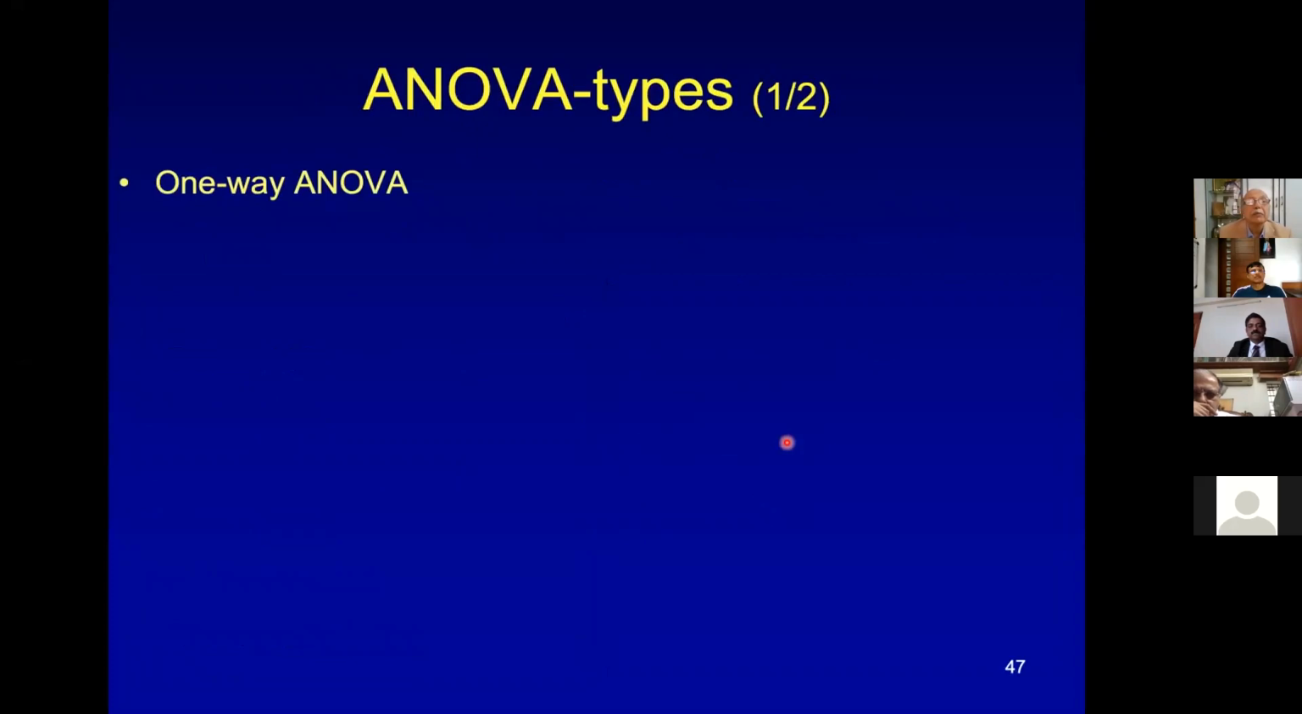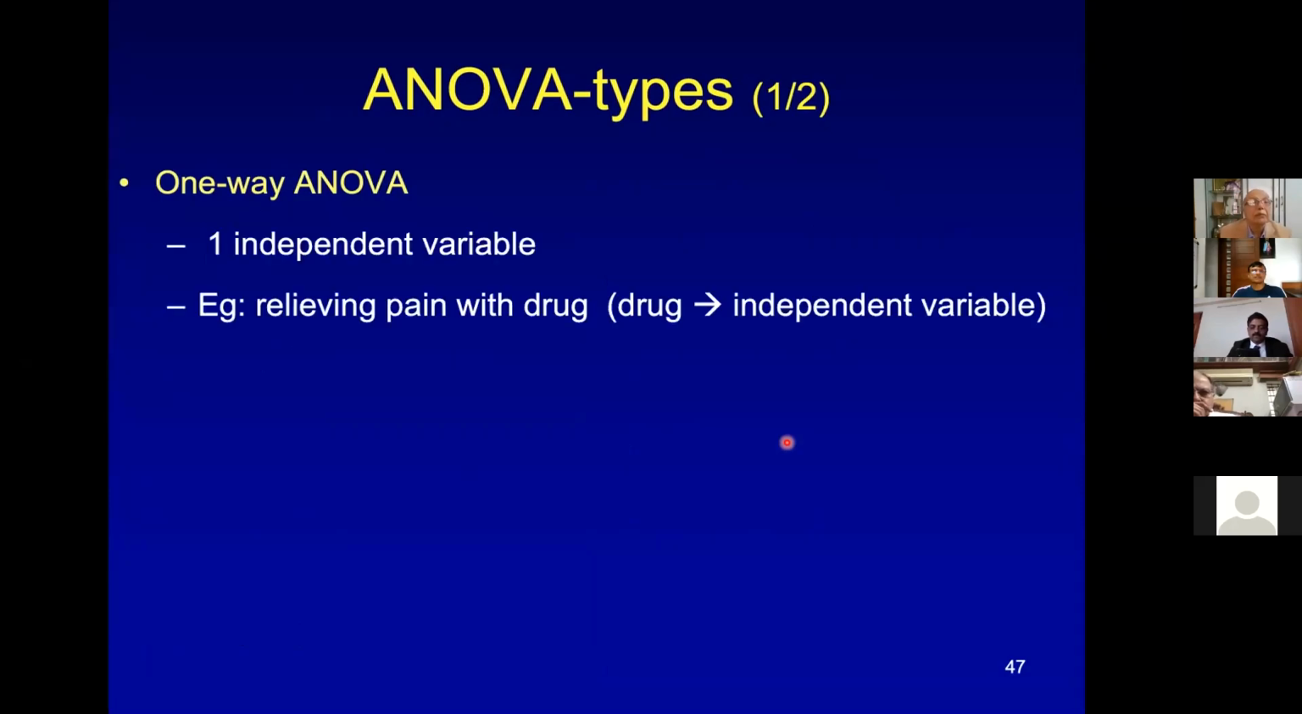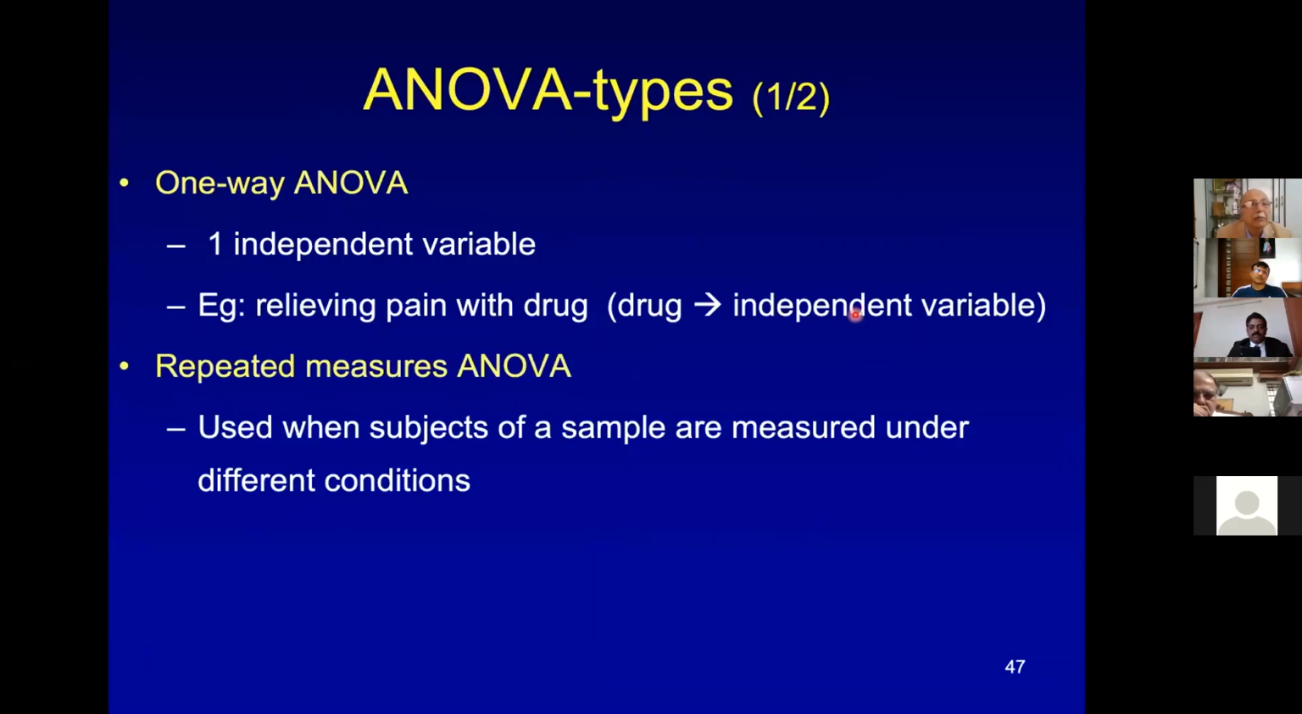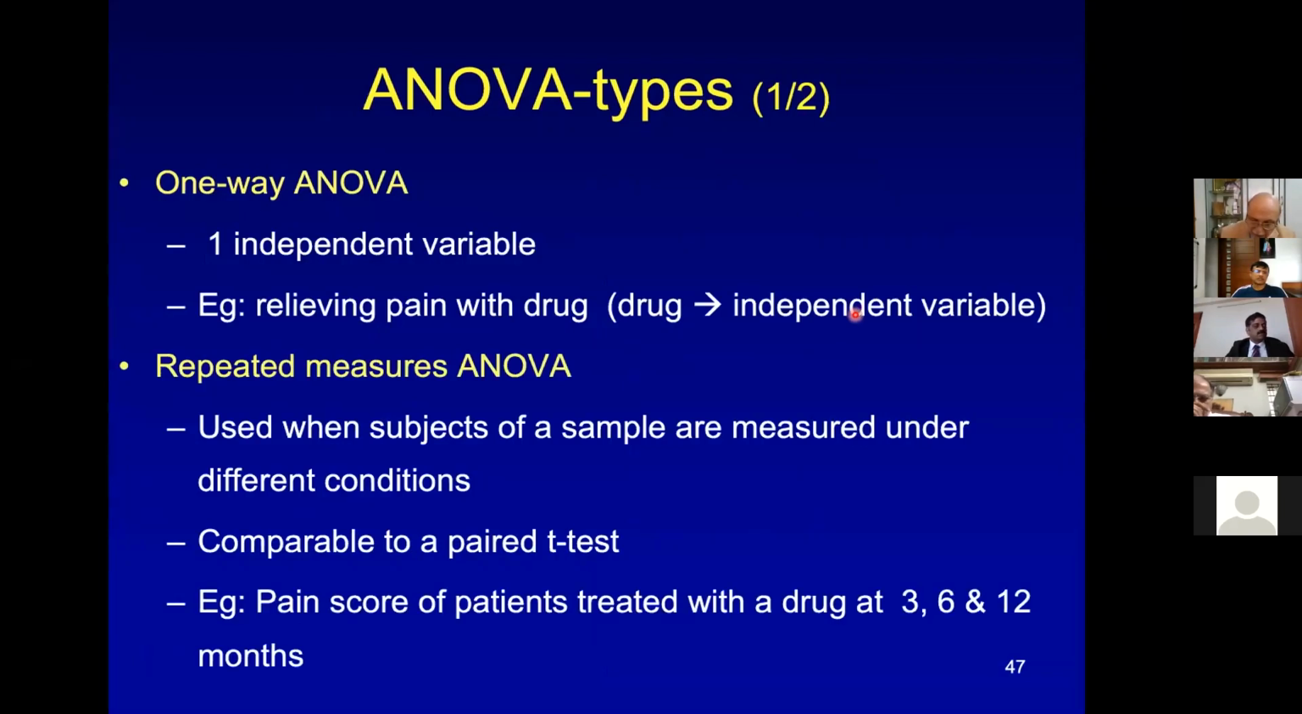So I'll just conclude by introducing the different types of ANOVA. One-way ANOVA is when we have one independent variable, like relieving pain with the drug, where the drug is the independent variable and pain is the dependent variable. When we say ANOVA, by default, it means one-way ANOVA. We have repeat measure ANOVA when subjects of a sample are measured under different conditions, right? This can also be comparable to a paired t-test. For example, pain scores of patients treated with the drug at 3 months, 6 months, and 12 months. We can do that as well.